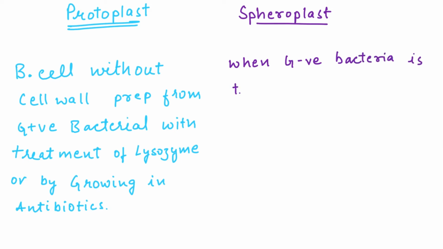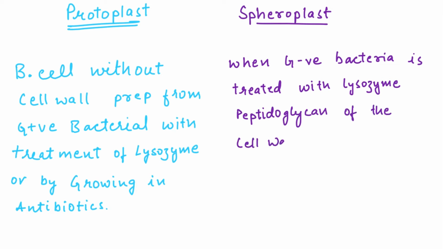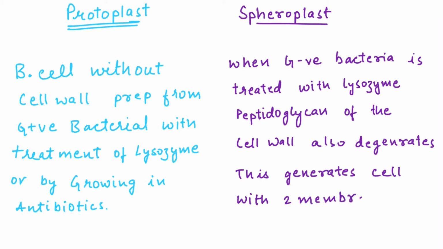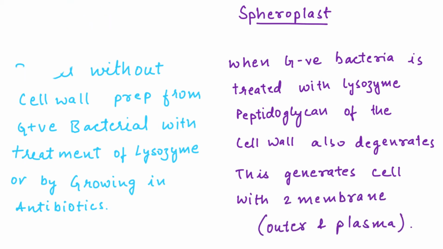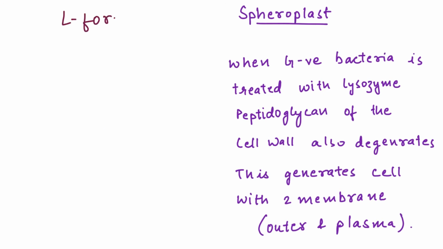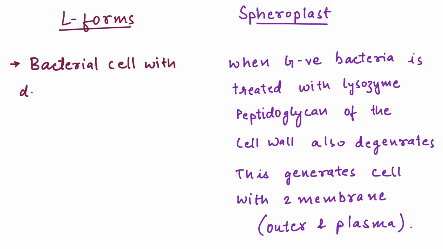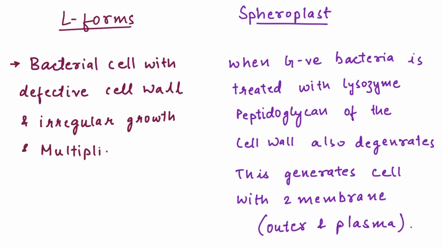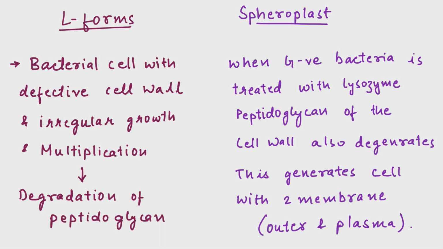Spheroplast. When gram-negative bacteria are treated with lysozyme, the peptidoglycan of the cell wall also degenerates. This generates two membranes, outer and plasma. L forms. Bacterial cells with a defective cell wall and irregular growth and multiplication. They are produced by degradation of peptidoglycan by bacteriolytic enzymes, by inhibitors affecting its synthesis, or by mutations in essential genes for cell wall synthesis.